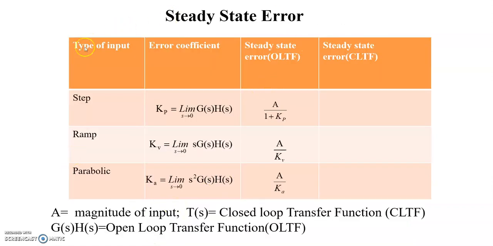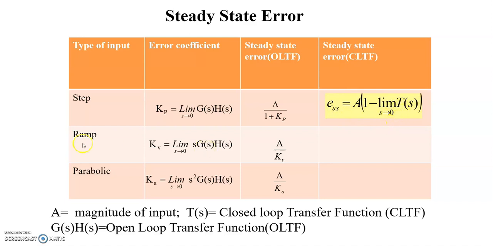Next, this is a comparison table for various inputs with error coefficient and then steady state error. For a step input, Kp is equal to limit s tends to 0 of G(s) H(s). Steady state error is A by 1 plus Kp, and the steady state error for the closed loop transfer function, ESS, is equal to A into 1 minus limit s tends to 0 of T(s).